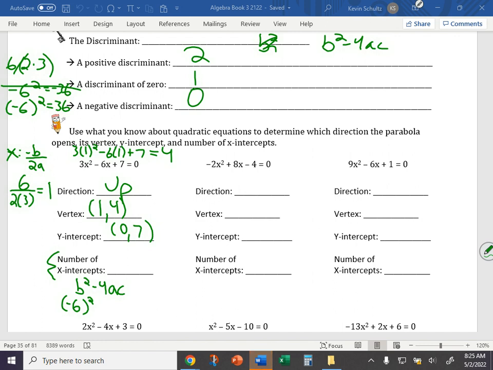So (-6) squared minus 4 times our a value, which is 3, times our c value, which is 7.